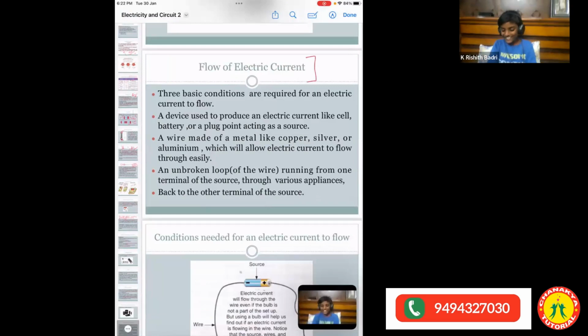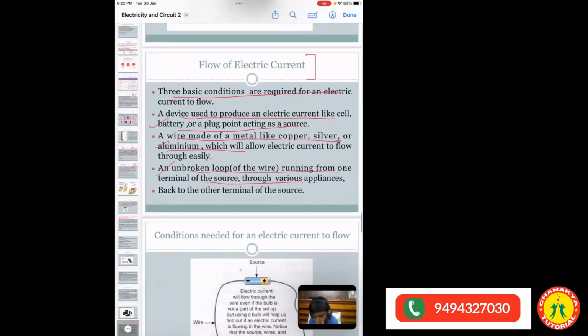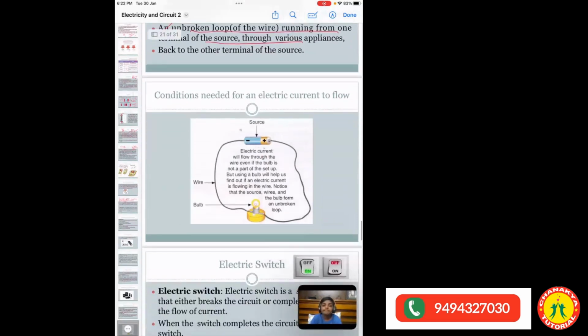So for the flow of electric current, we have a few basic requirements. Three basic conditions are required for the current to flow. A device should have a cell, battery, or plug point acting as a source. Then the wire should be made of copper, silver, or aluminum through which the electric current can flow easily. And then an unbroken loop should be there so that the electric current can flow. So these are the three important conditions required for the current to flow.